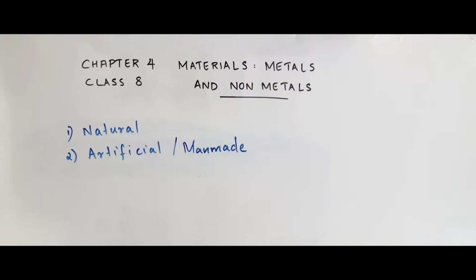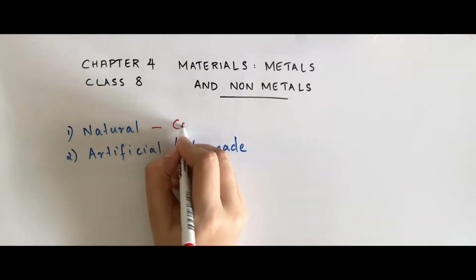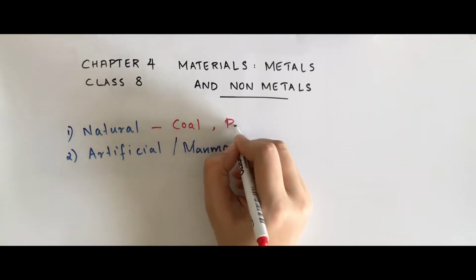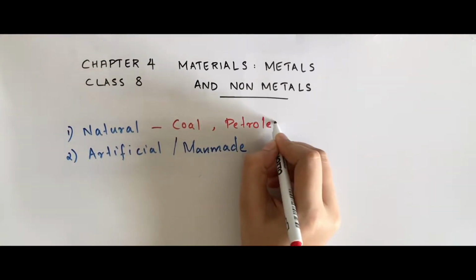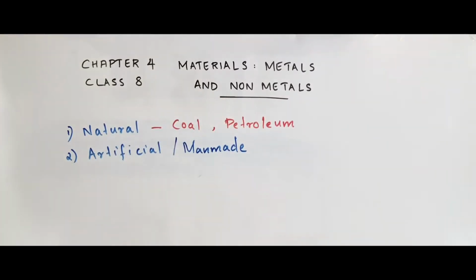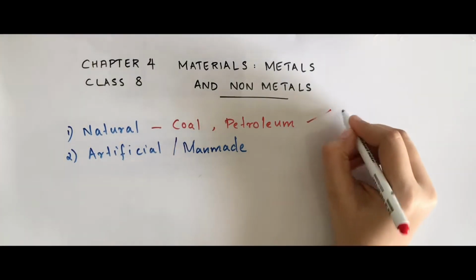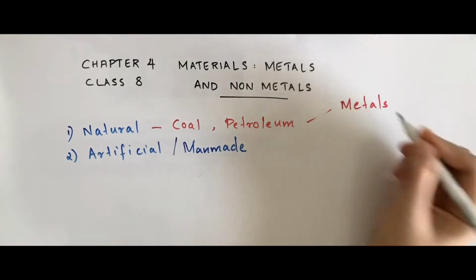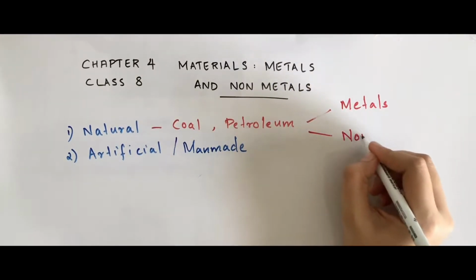So what is a natural material or natural substance? As the name suggests, these are found in nature, naturally occurring materials. For example, coal, petroleum. So these are naturally occurring substances or materials. These naturally occurring substances or materials can further be divided into two, that are metals and non-metals.